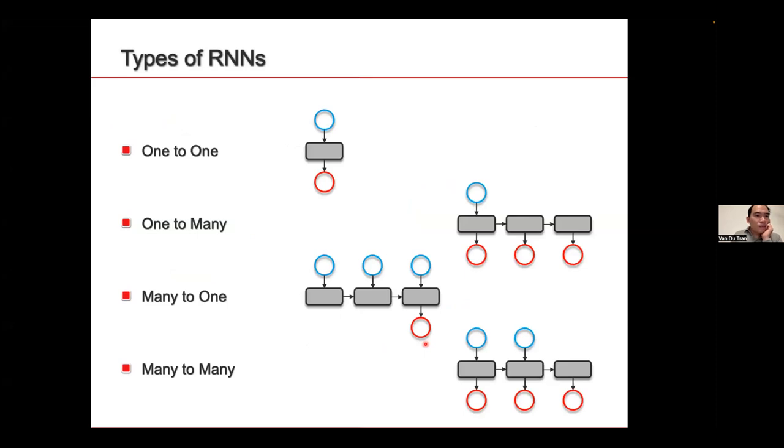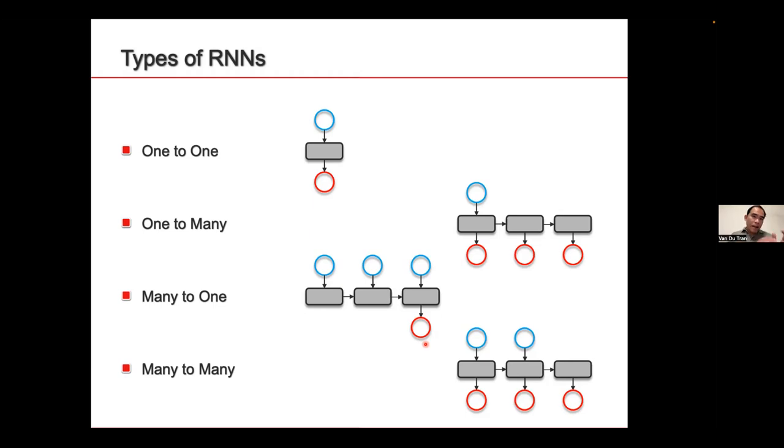Okay, we have several types of RNN. We have one-to-one, so we try to classify an image. One-to-many, we try to put a caption to an image. We have an image, and we'd like to generate a sentence that represents the context of the image.